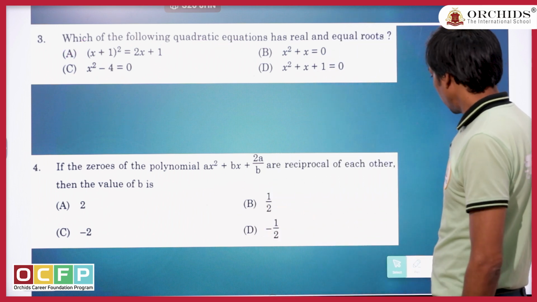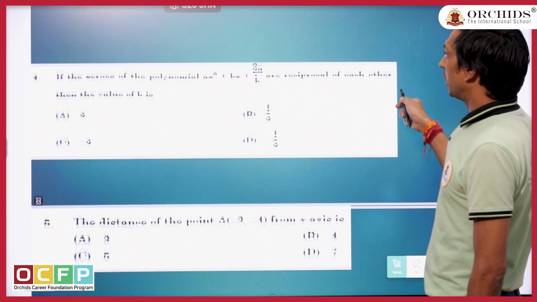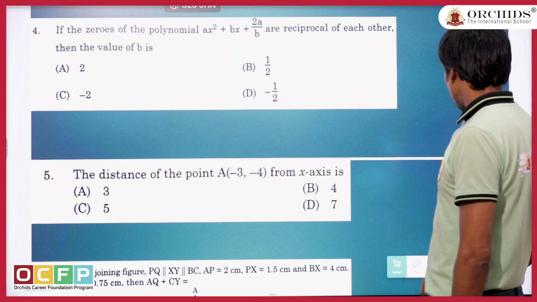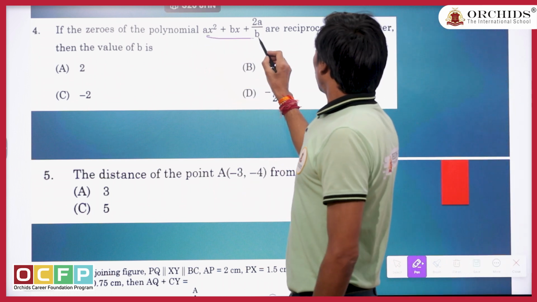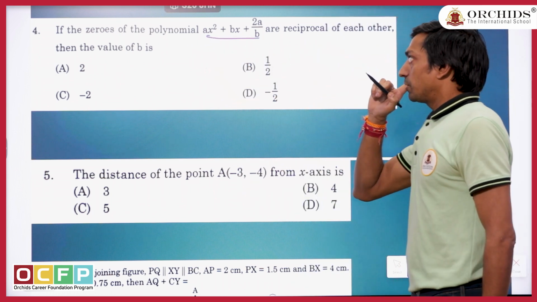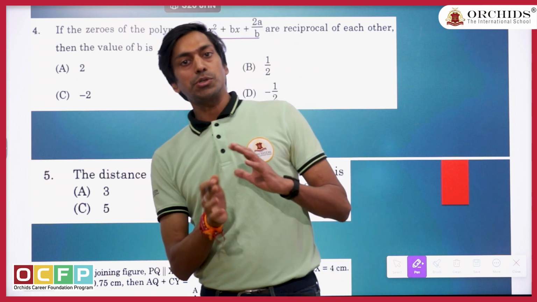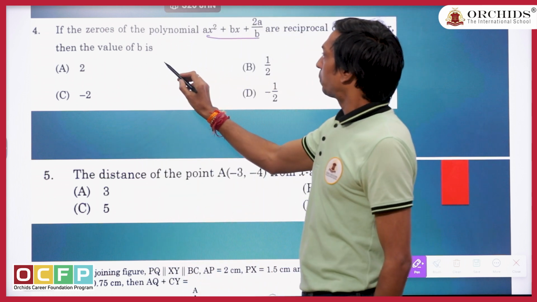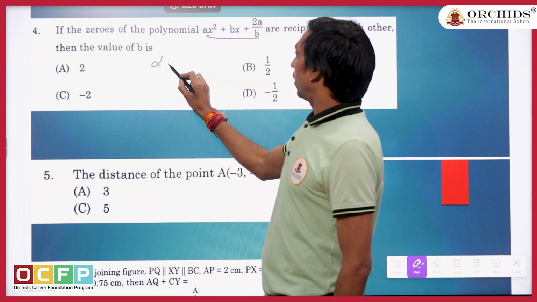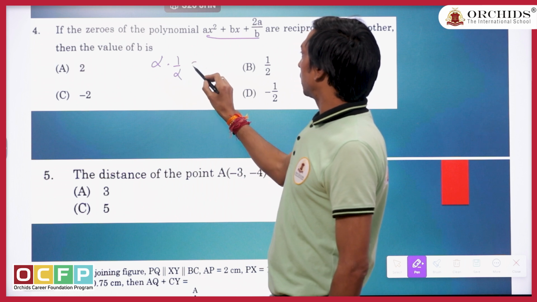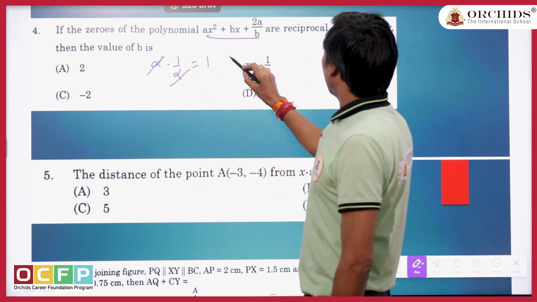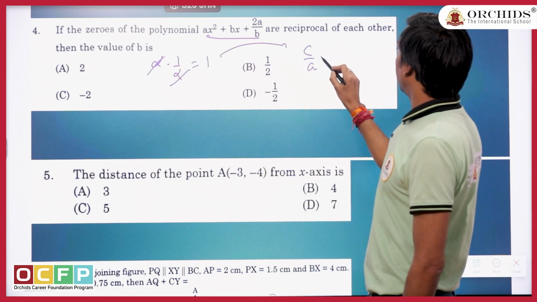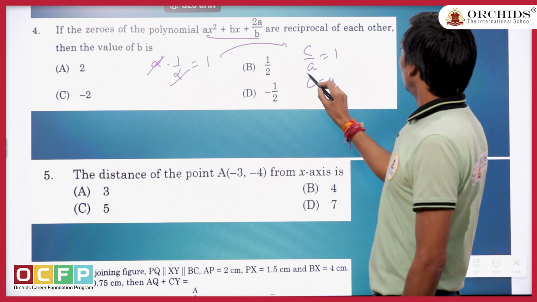Next question, question number 4. If the zeros of the given polynomial are reciprocal of each other, find the value of B. We know that if the zeros are reciprocal, then what do we do? The product of zeros. If one zero is alpha and the second zero is the reciprocal of this, then the product of zeros will be equal to 1. And we know that the product of zeros is what? C by A equal to 1. That means C should be equal to A.